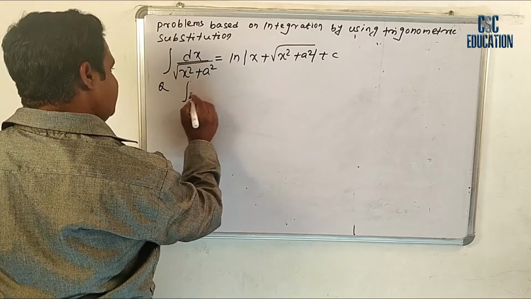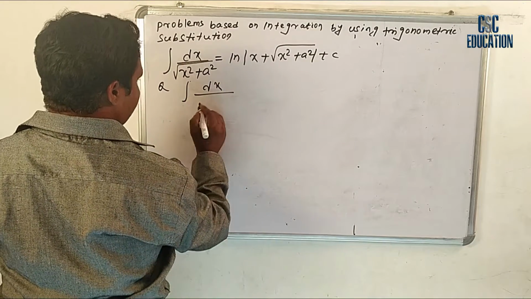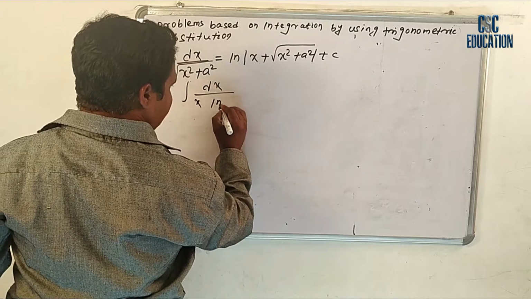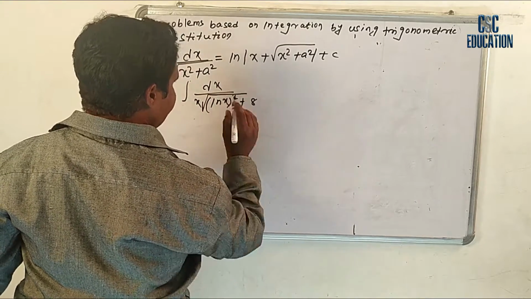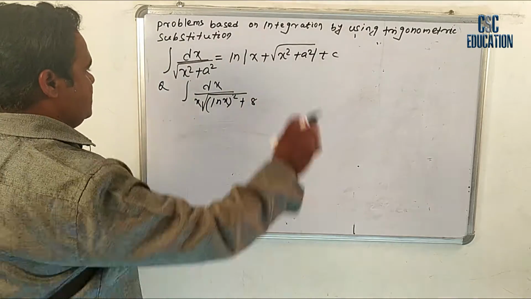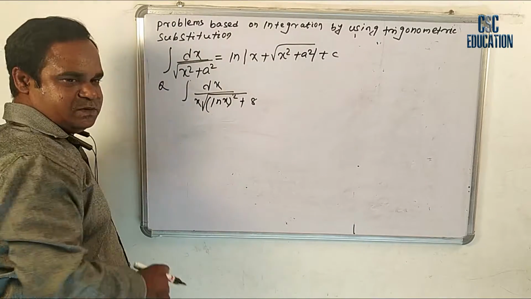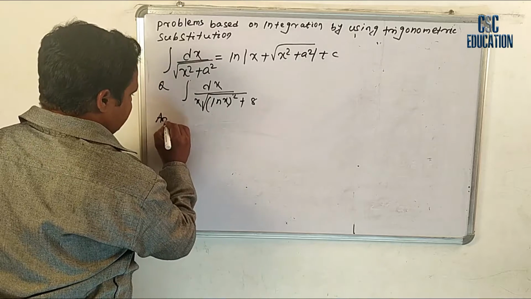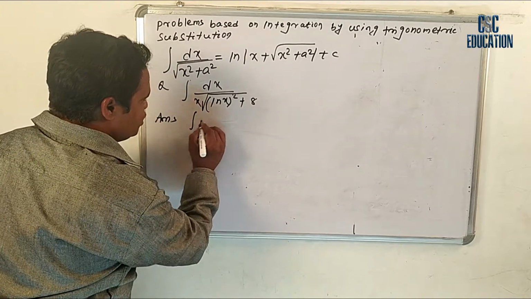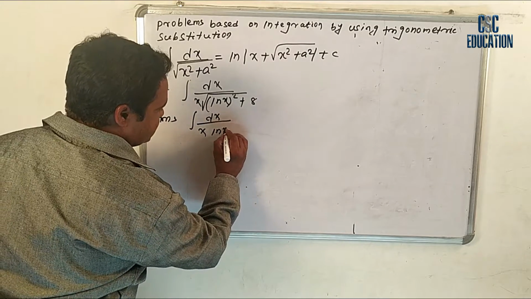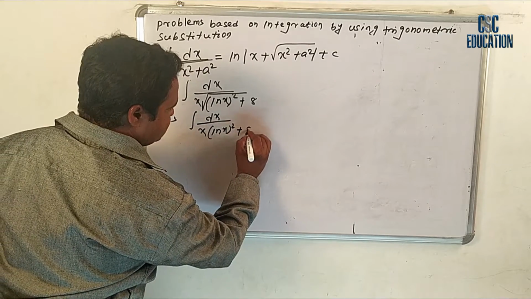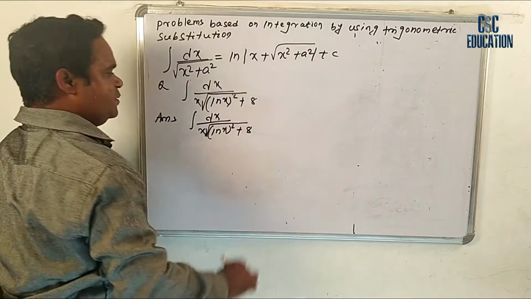The question is the integral of dx divided by the square root of (x ln x)² plus 8. Okay, so first we convert this question. The given question is dx divided by the square root of (x ln x)² plus 8.